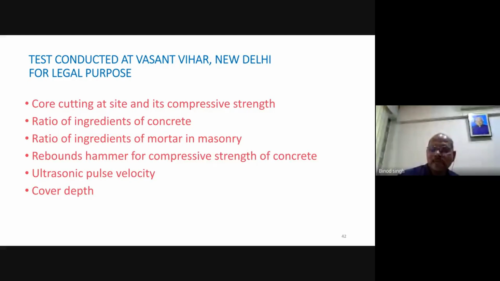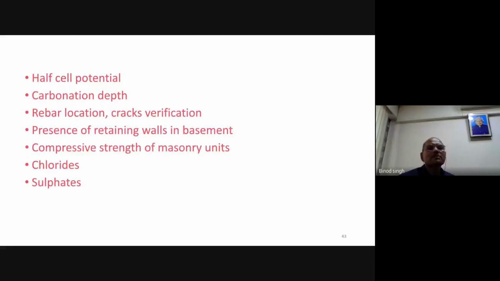So the High Court had directed a test. I myself was there, along with one professor from the School of Planning and Architecture. So these two people did the testing on that particular structure. What did we do there? We did core cutting at site, ratio of ingredients of the concrete, ratio of ingredients of mortar and masonry, rebound hammer for compressive strength of concrete, ultrasonic pulse velocity, cover depth, half cell potential, carbonation depth, rebar location, crack verification, presence of retaining walls in the basement, compressive strength of masonry units, chloride, sulfates.